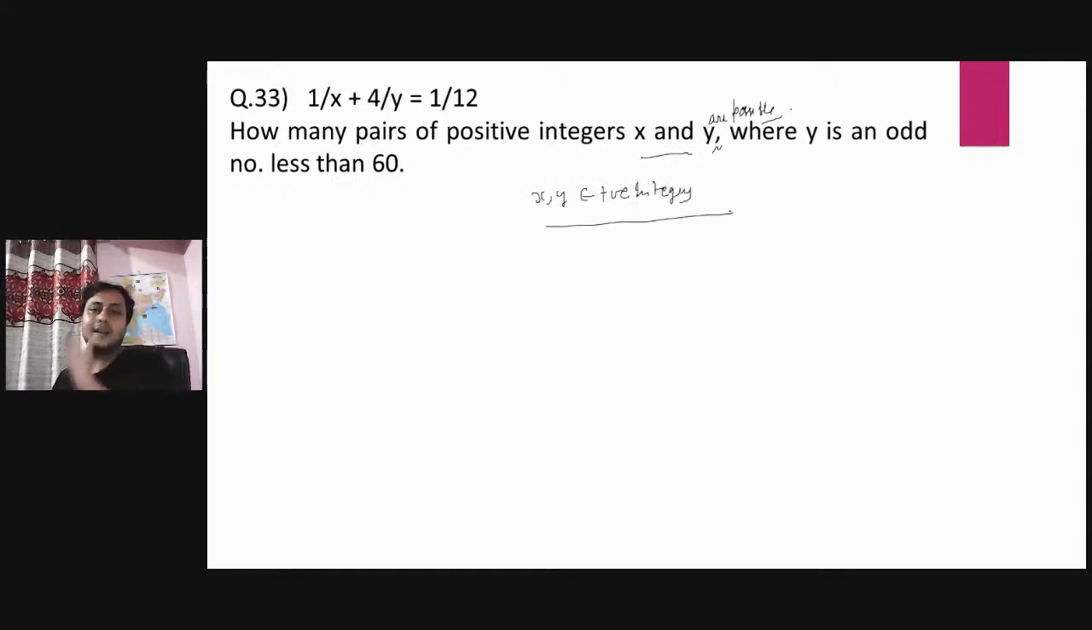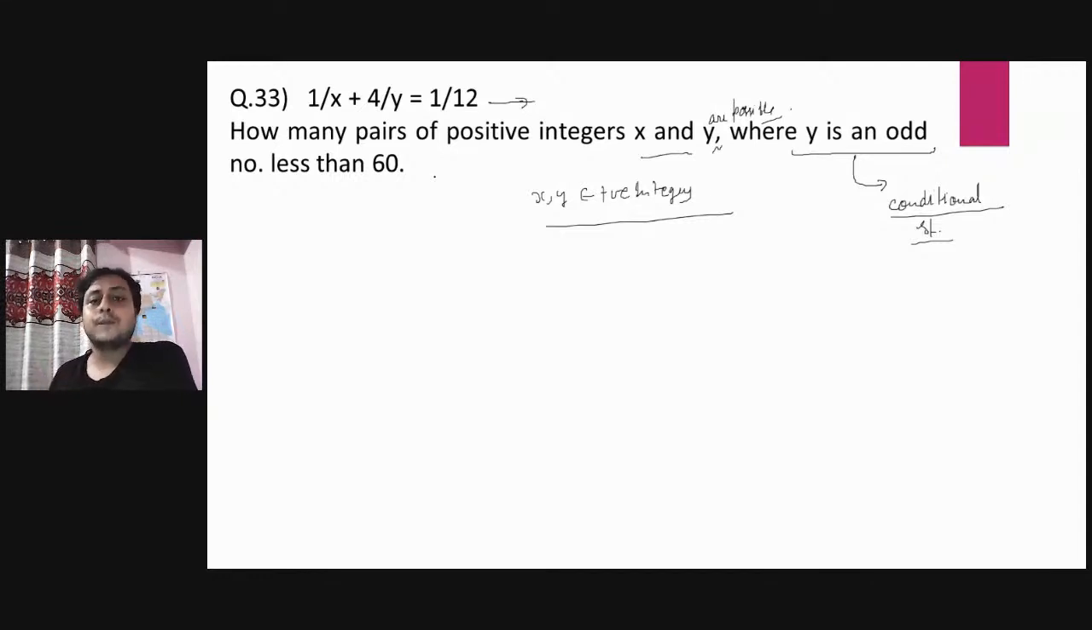Positive integer solutions, right? Guys, but here we cannot apply the formula. Why can we not apply the formula here? Because there is a restriction on y. This is a case of a conditional statement, because it is given that y is an odd number less than 60. In such a question, you cannot apply the formula because there is a restriction on y, right?